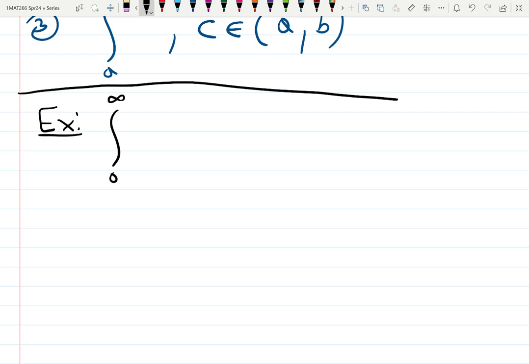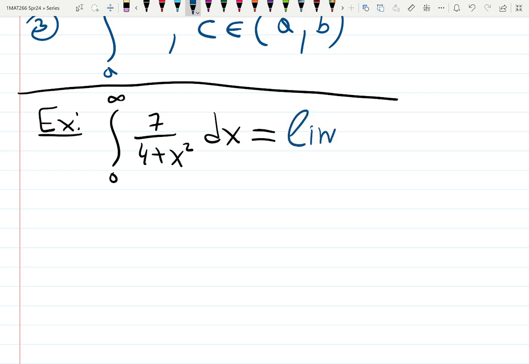From 0 to infinity, 7 over 4 plus x squared dx. I see infinity sign. This integral is improper. It means it's never going to give me a finite number, even if it gives me 7. It approaches there. So it's not a finite area. To deal with it, we treat it with a limit.